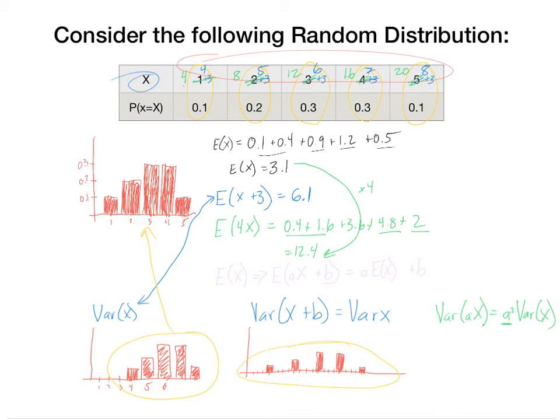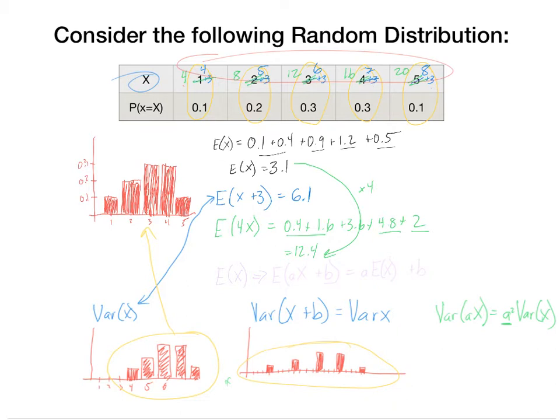Okay? So the point of this was to introduce you both visually and algebraically to expectation algebra. What happens when we add values to a random value, multiply? How does that affect both the expected value and how does that affect the variance?